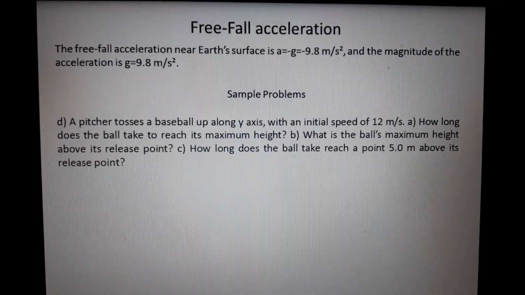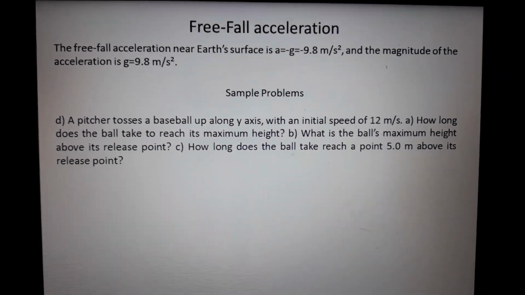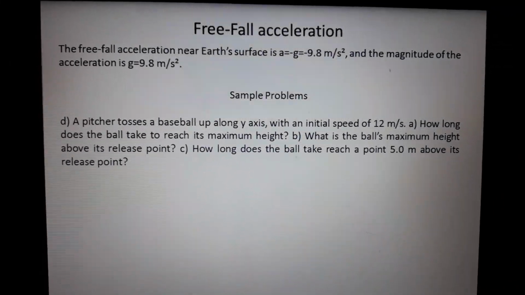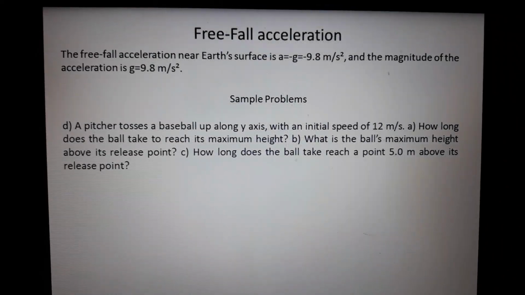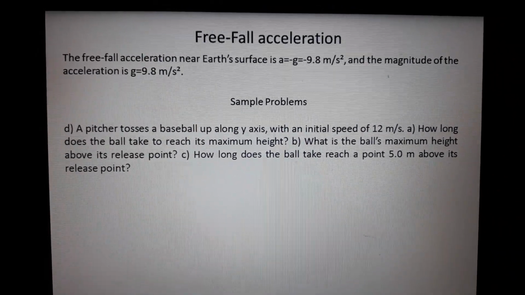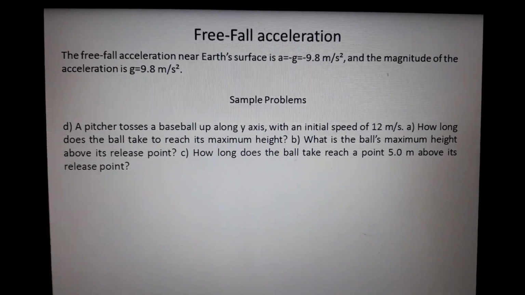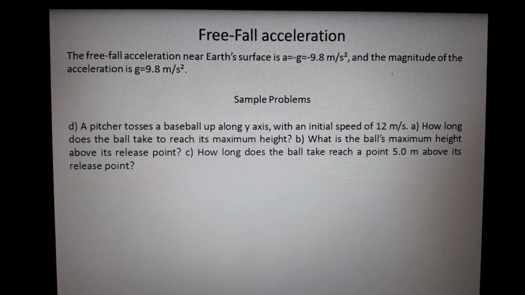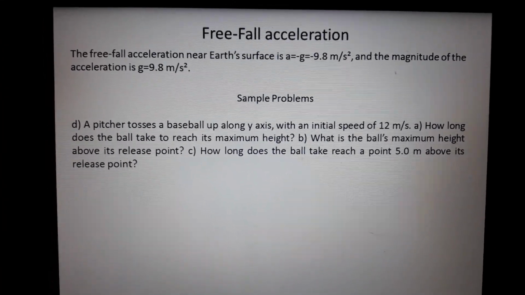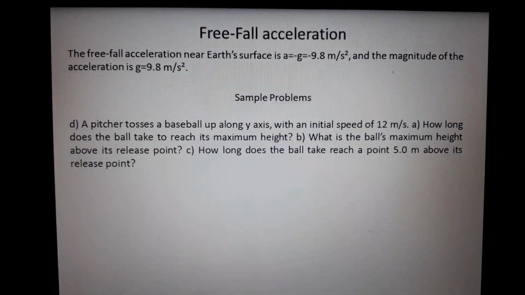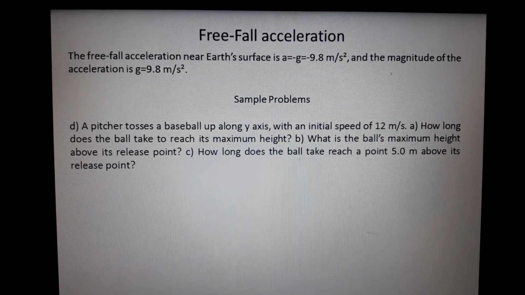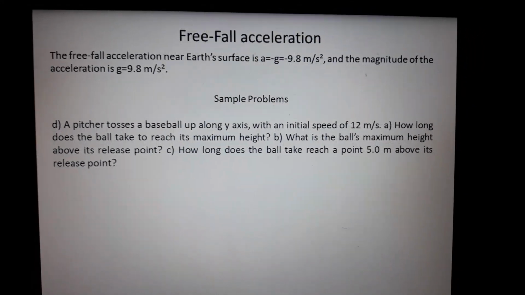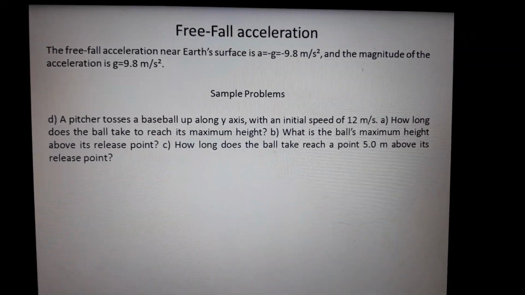Hello folks, today we are going to see some examples of free fall acceleration. The value of the free fall acceleration is 9.8 meters per second squared. It means the magnitude of this acceleration is g equals 9.8 meters per second squared. So let's see some sample examples.